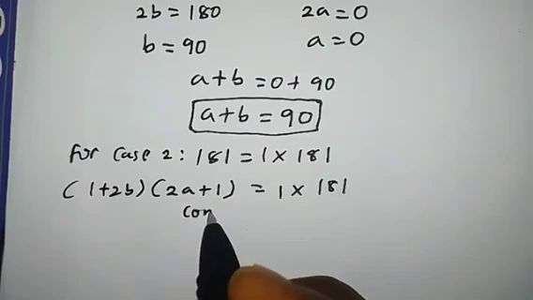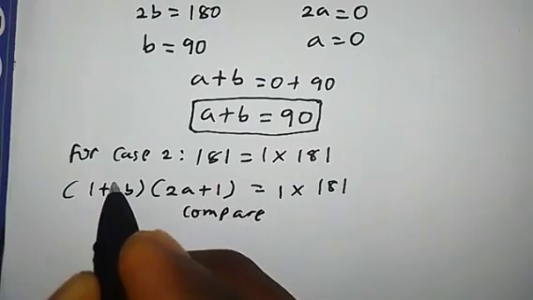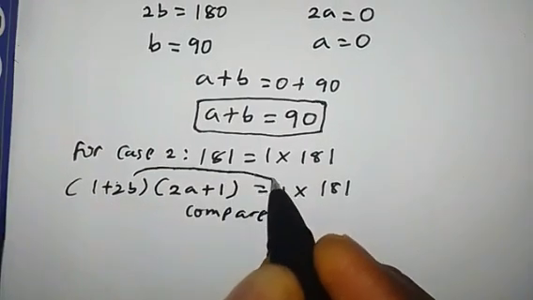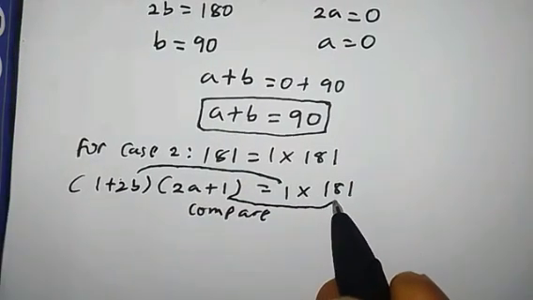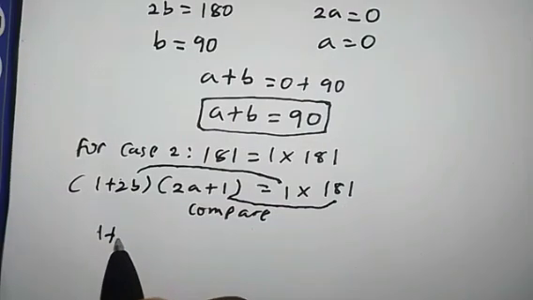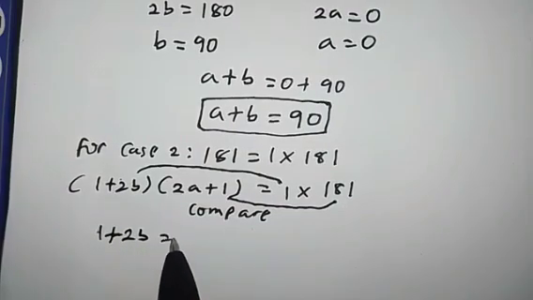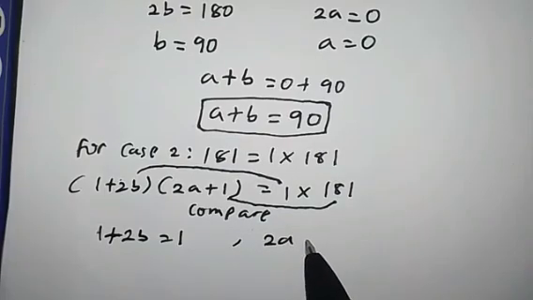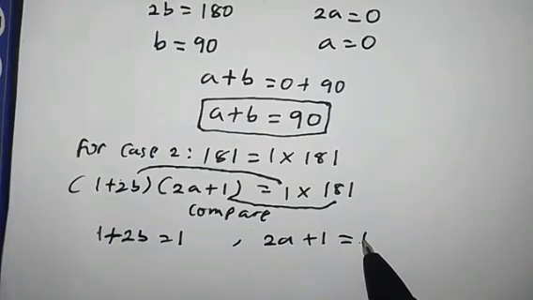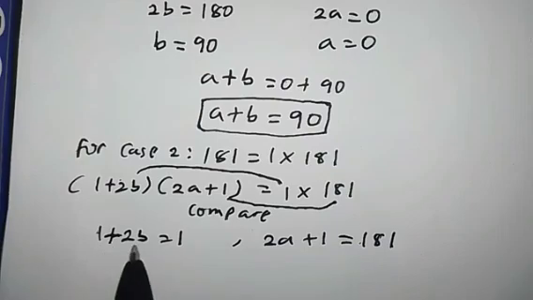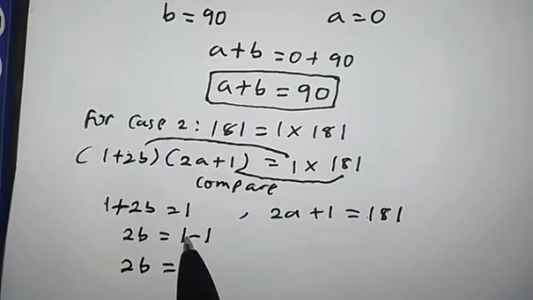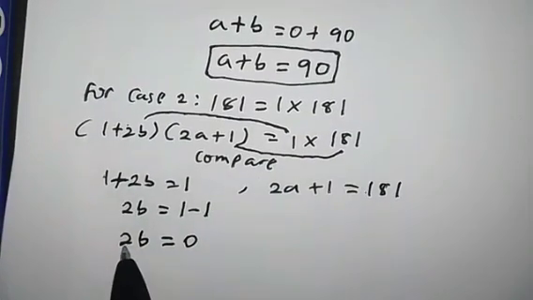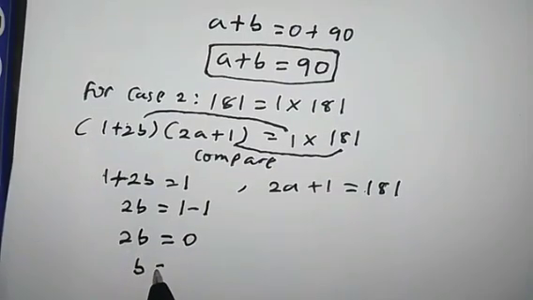Let us compare as usual. 1 plus 2b has to be equal to 1, while 2a plus 1 will be equal to 181. From this line, 2b equal to 1 minus 1, that is 0. Divide both sides by 2, b is equal to 0.